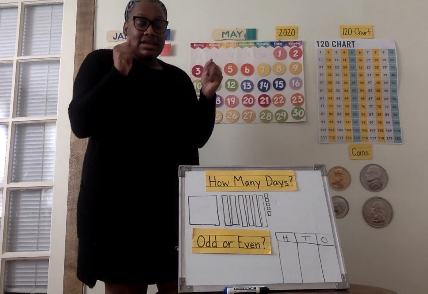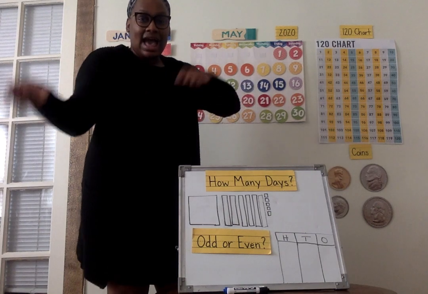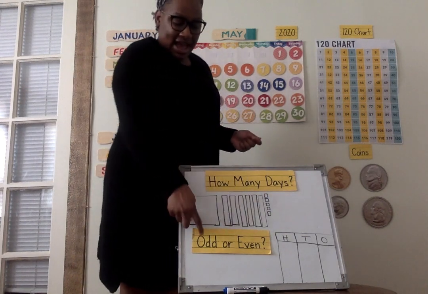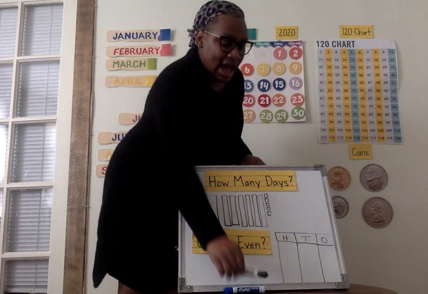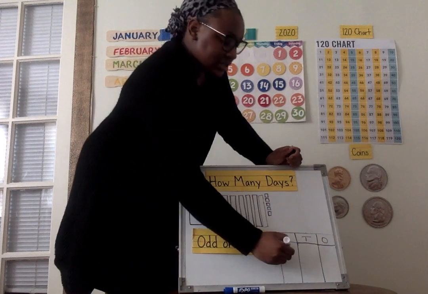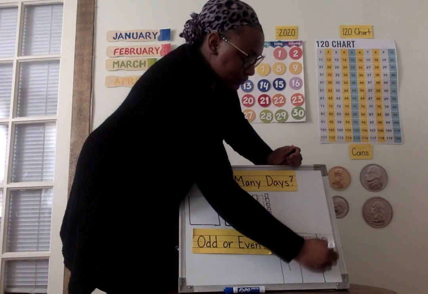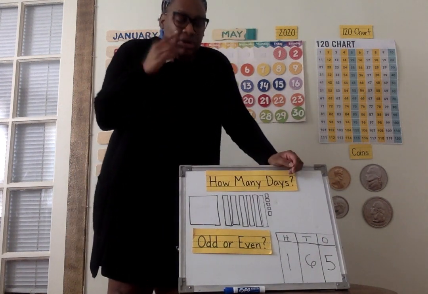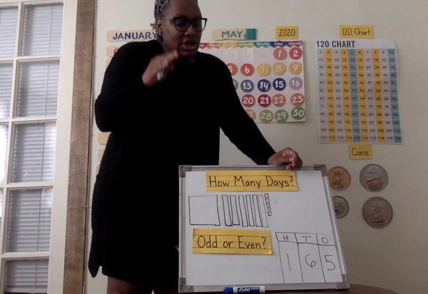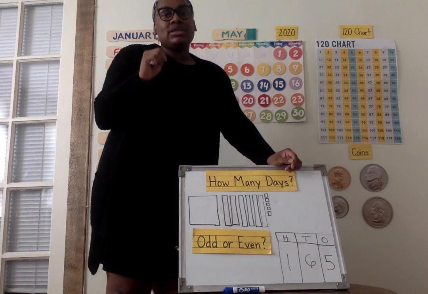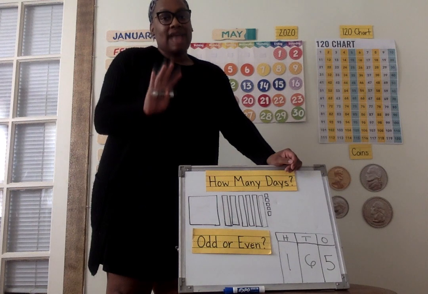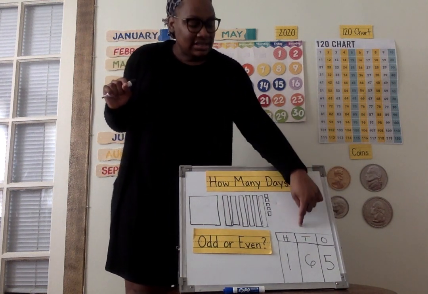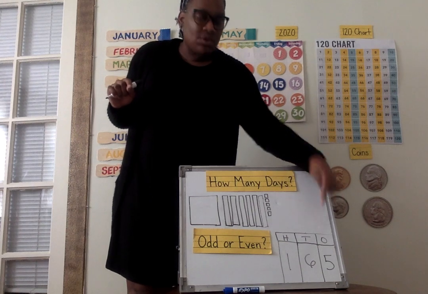Hands up, make a fist. Is it odd or even? I'm going to go ahead and write the number 165 in our hundreds, tens, and ones chart. Quick question before you tell me if it's odd or even. What place value do we look at to figure out if a number is odd or even? Do we look at the hundreds place, the tens place, or the ones place?